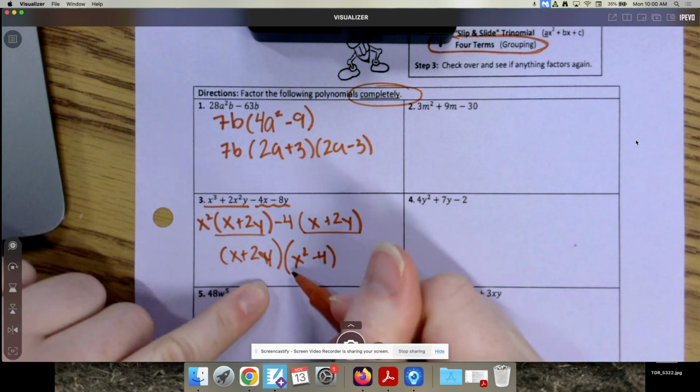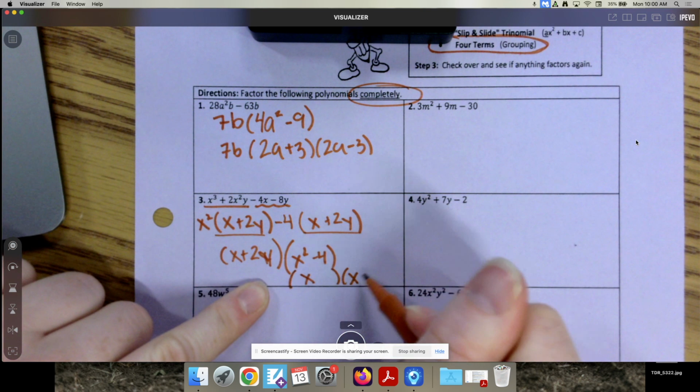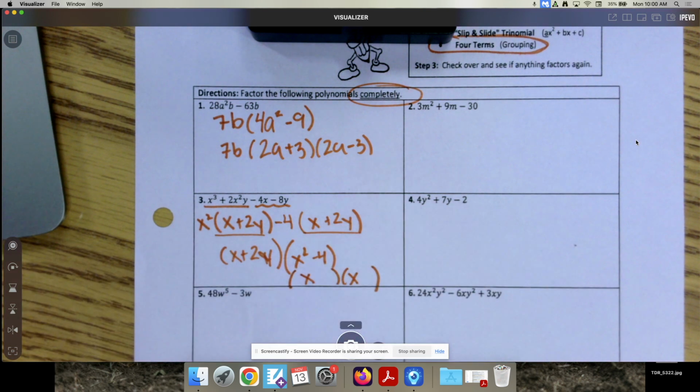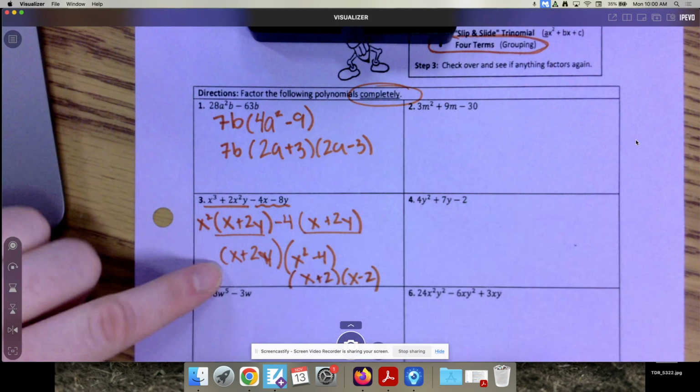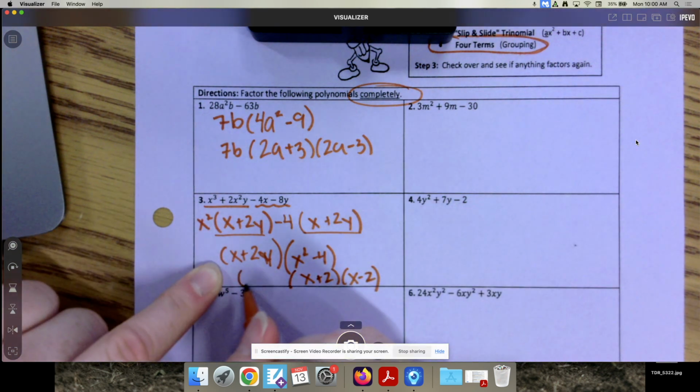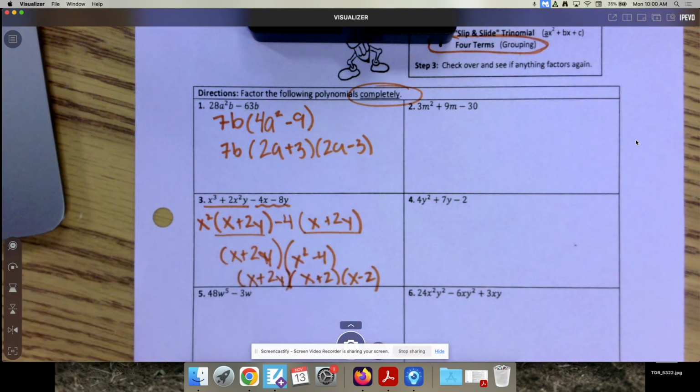X squared is going to split into x and x. How do you get a minus 4 with nothing in the middle? Plus 2 minus 2. And again, stuff you already had is just going to stay. So you can break down the x squared minus 4 again, but that doesn't take away from the fact that we had x plus 2y at the beginning.